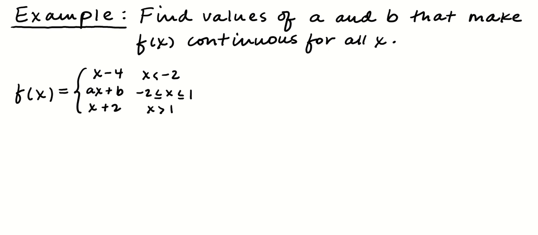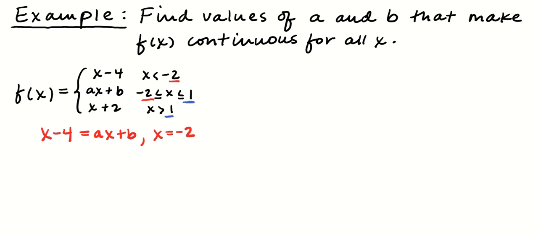Right, now we've got another type of question that is very similar, but it's going to have 3 pieces, and there's going to be 2 variables that we need to find the values of. Okay, so we're going to end up with 2 equations with our 2 variables, and we're going to have to solve a little system. But overall, what I'm going to do is, where an x value is shared, I'm going to set those 2 pieces equal to each other. So I'm going to say that x minus 4 equals ax plus b with x equals negative 2.